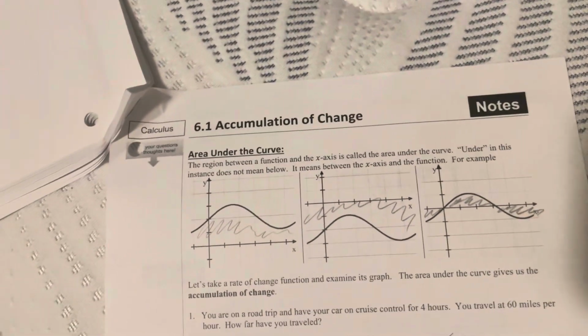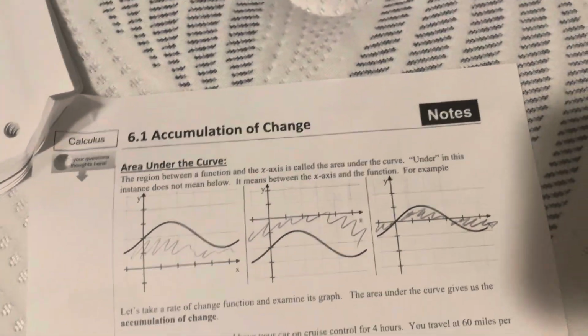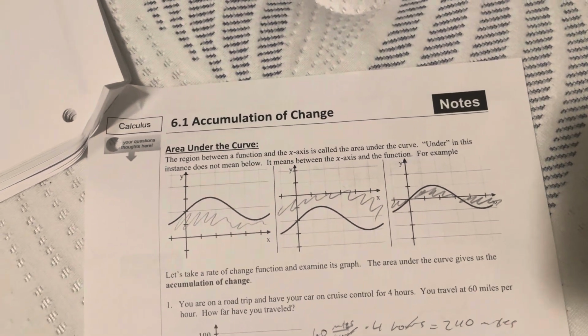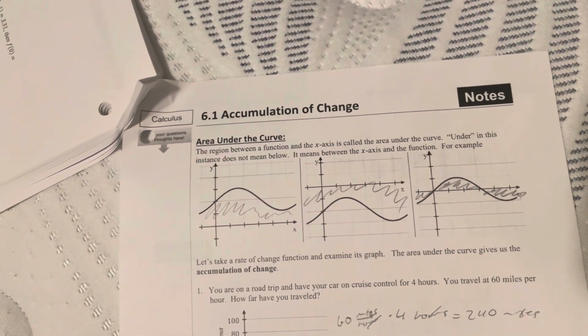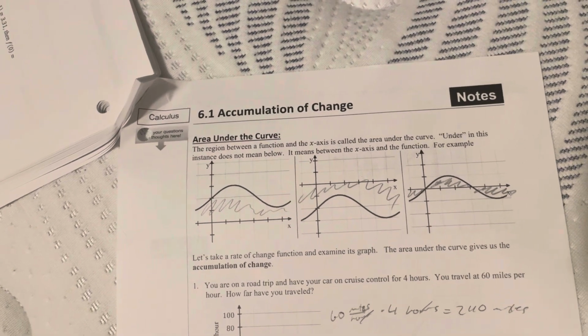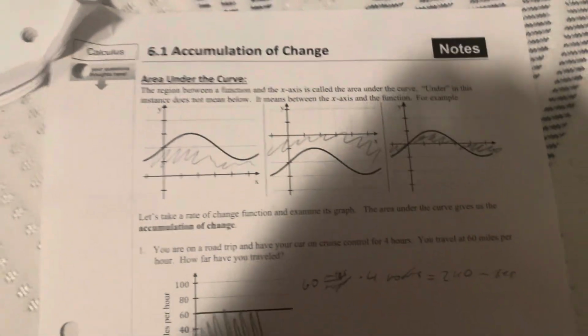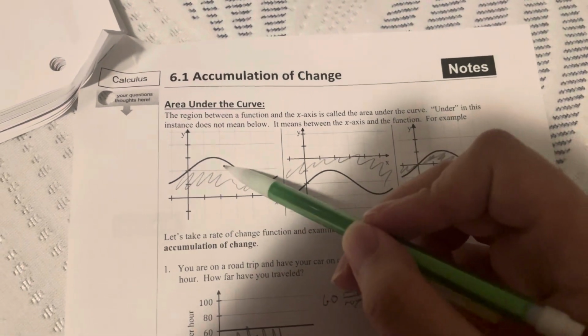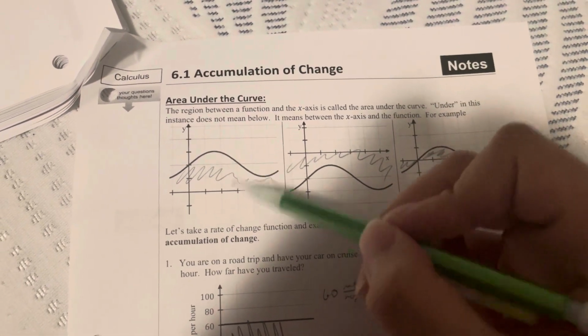6.1 Accumulation of Change. Area under the curve. The region between a function and the x-axis is called the area under the curve. Under, in this instance, does not mean below. It means between the x-axis and the function, for example. So the shaded area is the area under the curve.